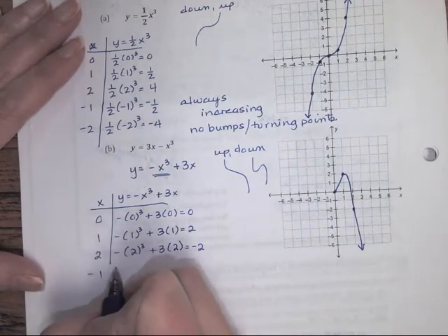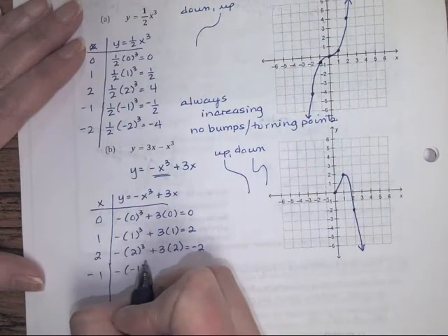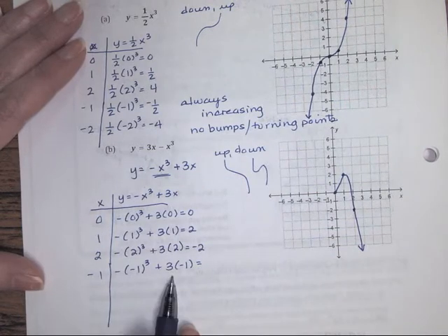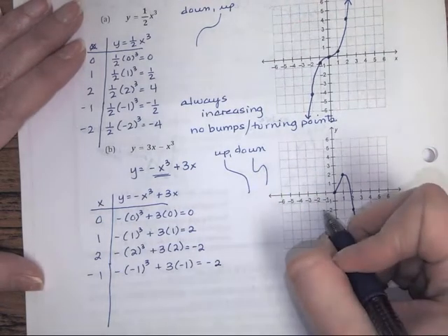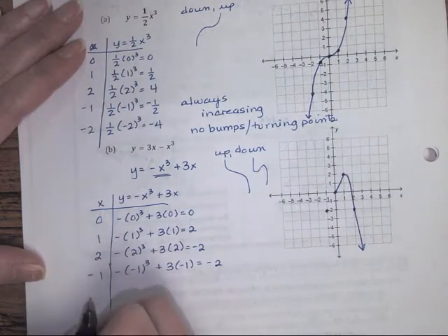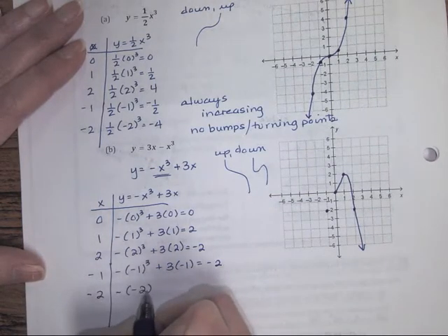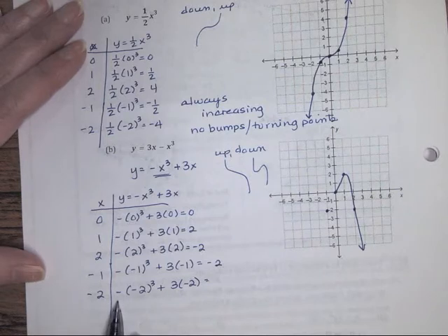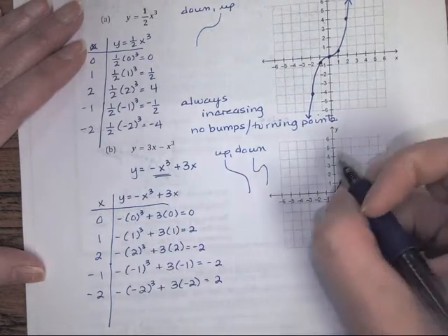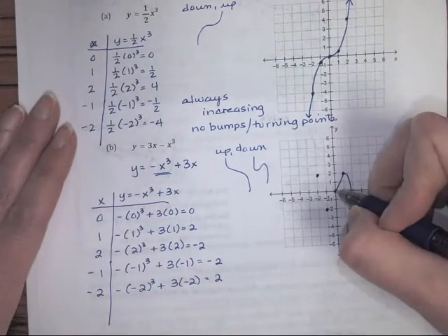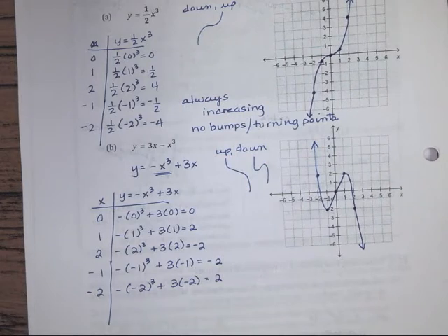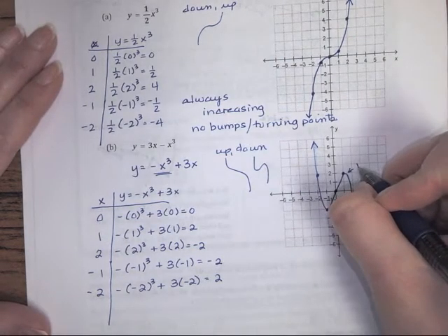Let's go to the left. So put -1 in. -1 to the third plus 3 times negative 1. So this is going to be 1 minus 3, which gives us negative 2. Right there. And let's do negative 2. So negative 2 to the third plus 3 times negative 2. So this is negative 8. The negative of that is positive 8. Minus 6 gives us 2. So we've got (-2, 2), which is way up there. So you can see something like that. So just based on our silly little drawing, it kind of looks like we have a turning point here.